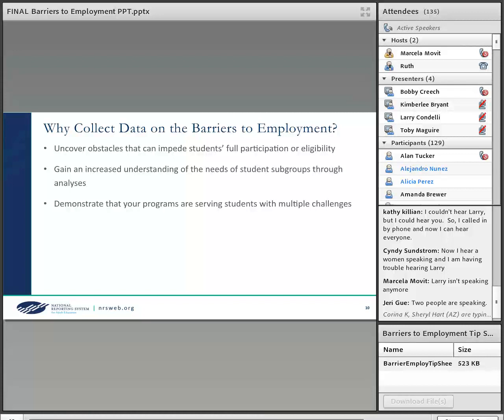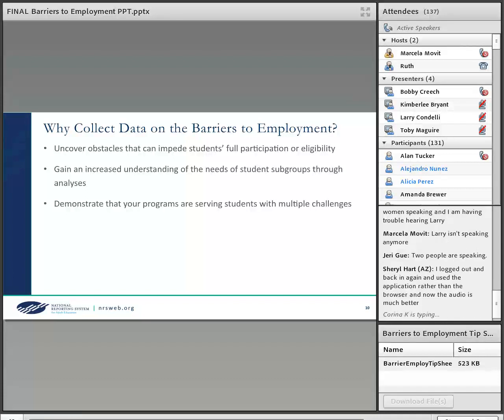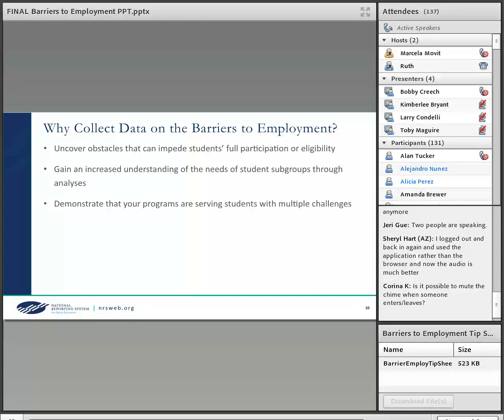Also, collecting information just allows you to gain an increased understanding of the needs of the student subgroups through analysis of the barriers to employment data. So the barriers to employment are measures that can help you understand the impact that the obstacles may have on student persistence and performance. And by separating out students facing the challenges represented in the barriers to employment, you can identify whether there are differences in performance between students that have those barriers and those that don't. And this may lead you to recommend to your local program that they alter their program design, or possibly provide different resources, or select different partners to collaborate with.